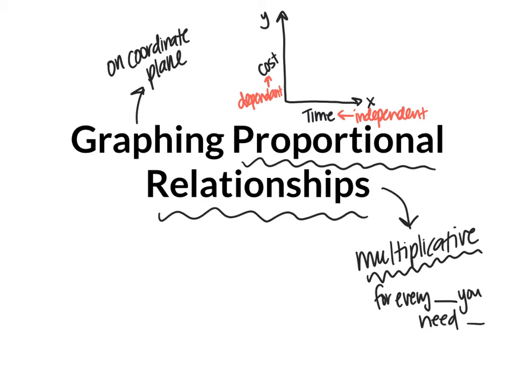dependent variable. For example, how long I spend at a trampoline park is going to determine how much it's going to cost me to participate. Or how long I spend working, the time I spend working, is going to influence how much I am paid. All this means is that the x-axis kind of controls the y-axis.